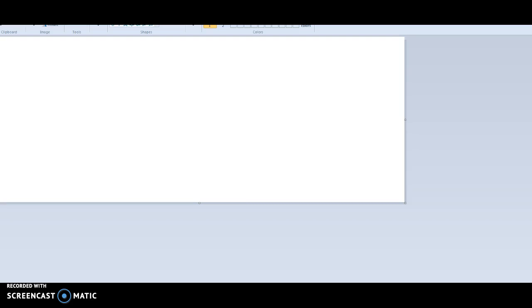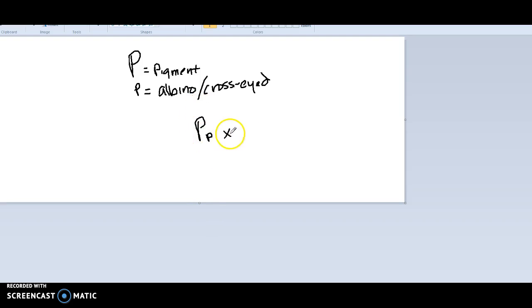So we know that in this question, we'll put P for pigmentation, and little p is albino, cross-eyed. And we have two heterozygous tigers crossed. And we want to know what percentage can be expected to be white and or cross-eyed.